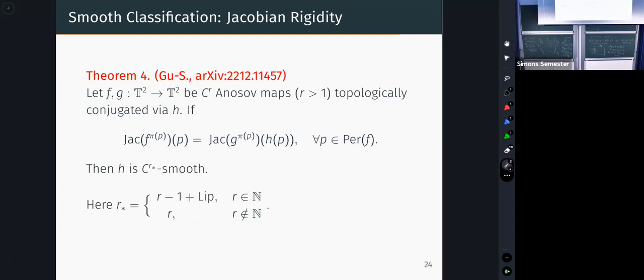And moreover, we actually give some kind of smooth classification for the Jacobian rigidity. We have two Anosov maps and they are topologically conjugate. If at every corresponding periodic point they have the same Jacobian, then the conjugacy is C^r star smooth. When r is an integer, you get C^(r-1) plus Lipschitz, and when r is not an integer, you get C^r, because here we use the Journé theory. We get smoothness along the stable direction, and this Jacobian rigidity gives us rigidity along the unstable direction. Then applying the Journé theory gives you the C^r star smoothness. Okay, that's the thing.